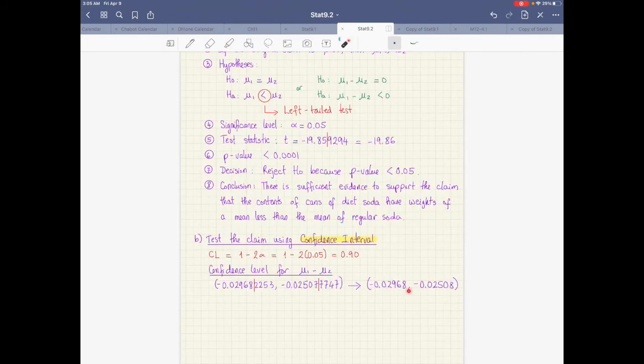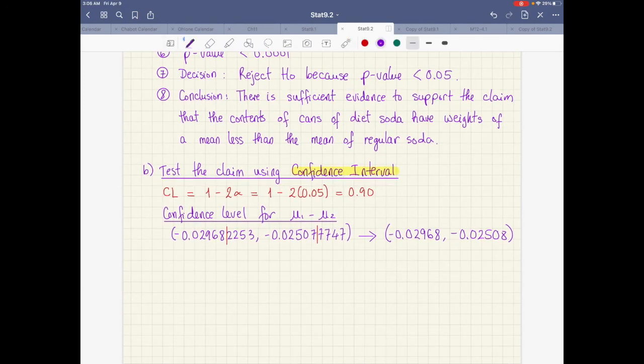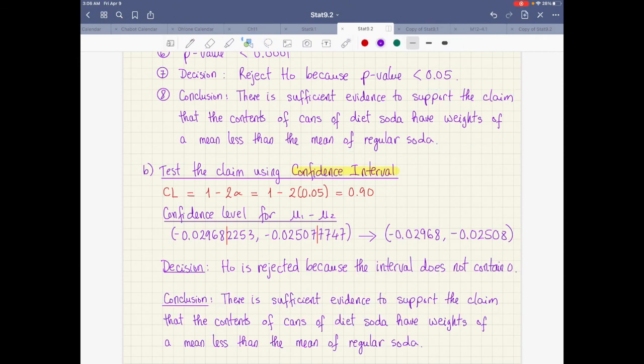This is saying that we are 90% confident that the difference of the two means fall into this interval. H0 says the difference of the two means is 0. While this interval is from negative 0.0968 to negative 0.02508, they both are negative. That means it does not contain 0. When your confidence interval does not contain 0, that means H0 is rejected. And the conclusion should be similar.